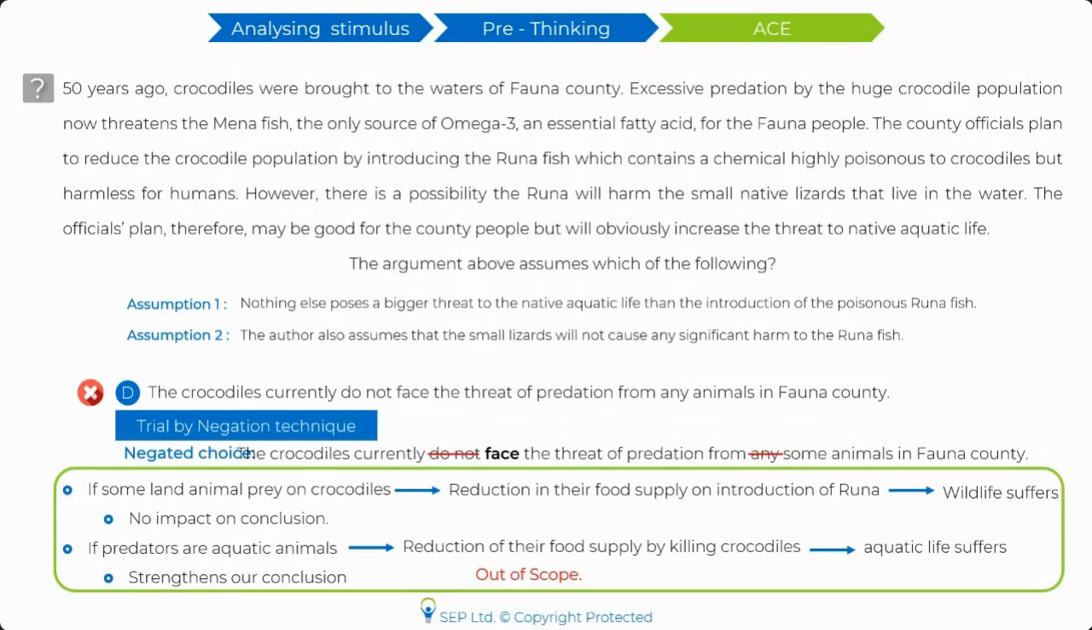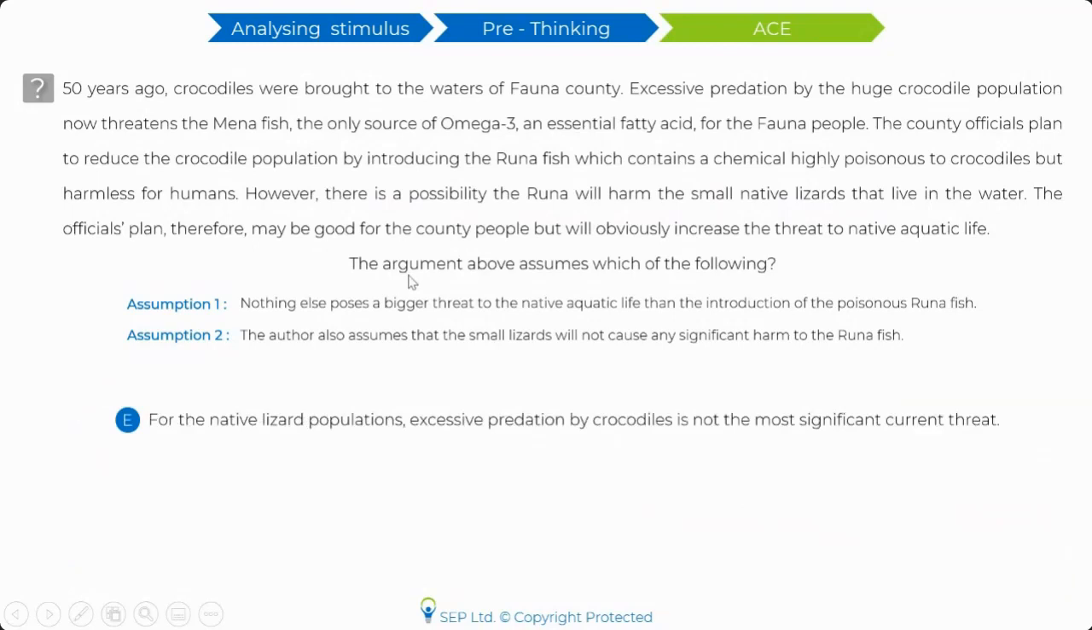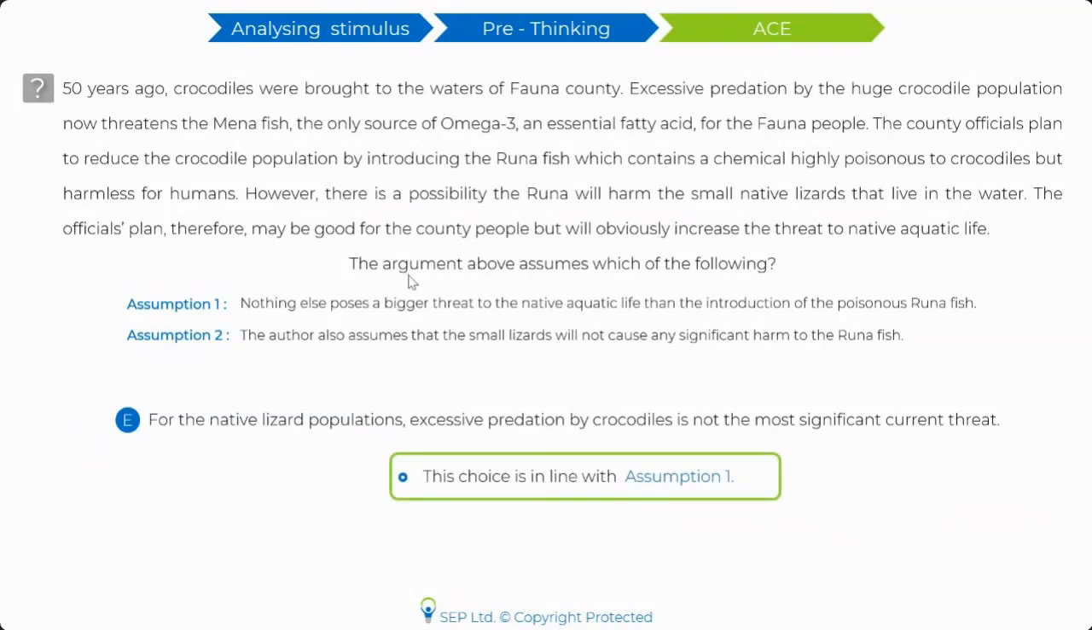Okay, great. And that brings us to choice C, which I think by now everybody knows is the correct answer. For the native lizard population, excessive hunting by crocodiles is not the most significant threat. If you negate this, then your conclusion will fall. If currently crocodiles are the significant threat, if they are the bigger threat, then killing crocodiles will actually help the lizard population.